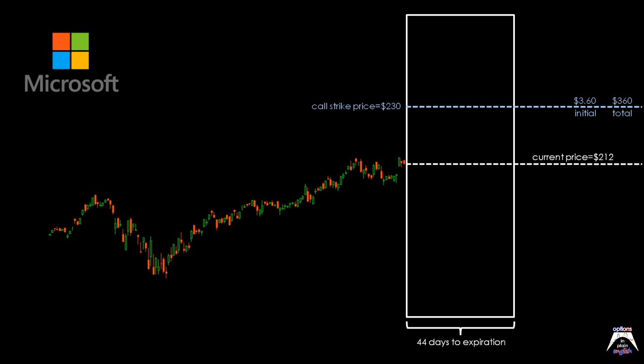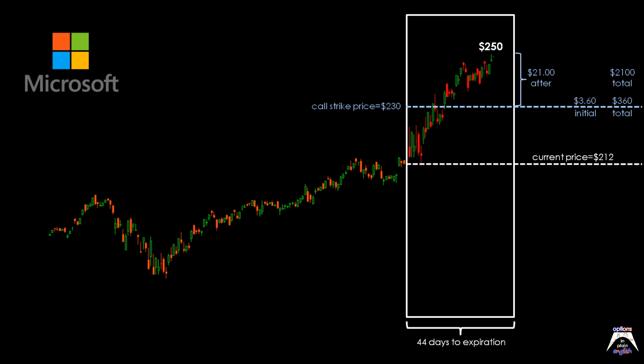If the price of Microsoft goes to $250 on or prior to expiration, the price of the 230 call in the options market will be at least the difference between the current stock price and the strike price of the call, so it'll be trading for around $21 per contract after the move, giving our position a total value of $2,100, $1,740 higher than our original cost of $360.